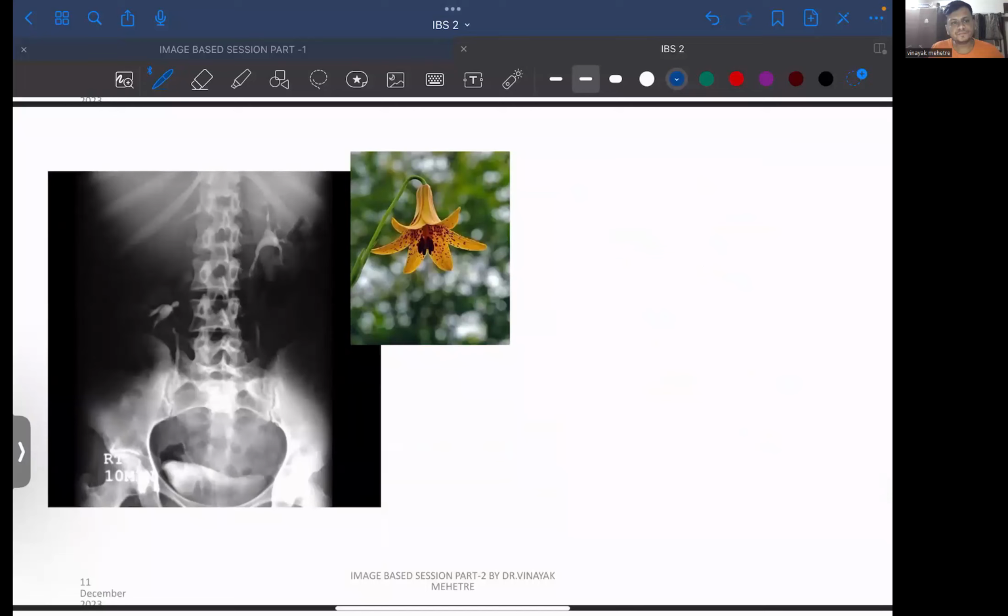What is this? Are you able to cope with my speed? You should have been able to by now. Okay, by now you should be able to cope up with this speed.